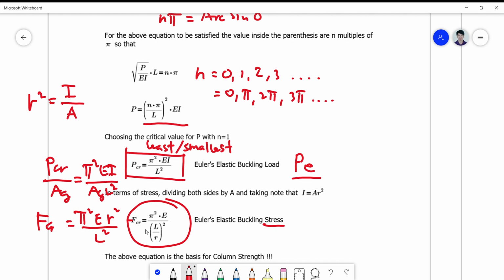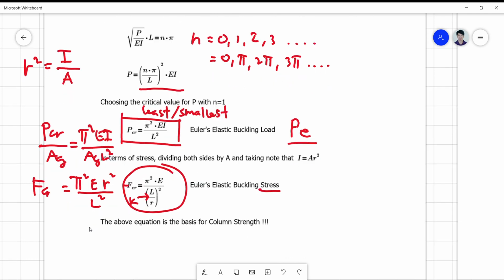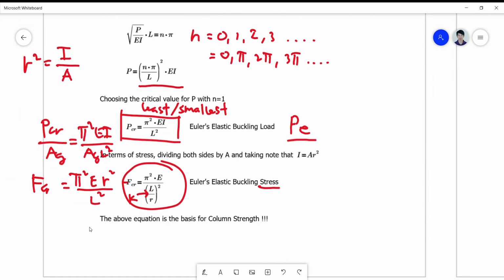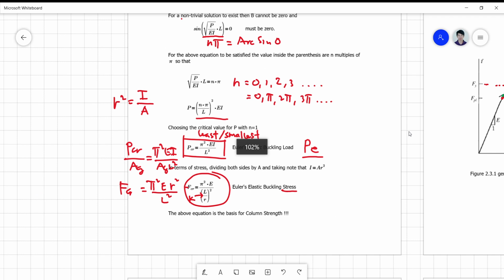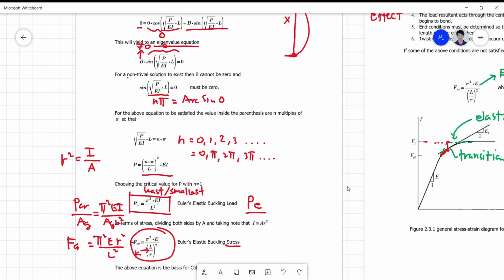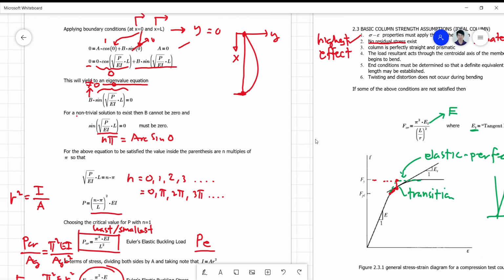Later on we will be introducing a K value there in order to capture the effective length as your property of concern. So the above equation is the basis for the column strength that we will be deriving in the next video.